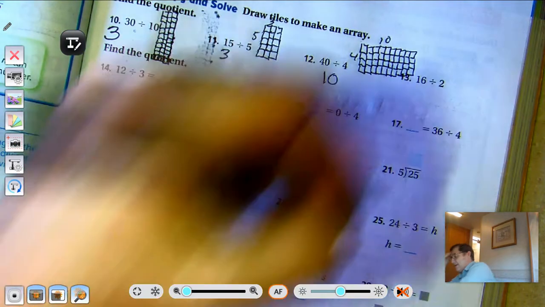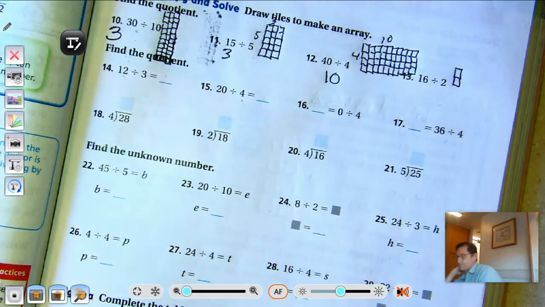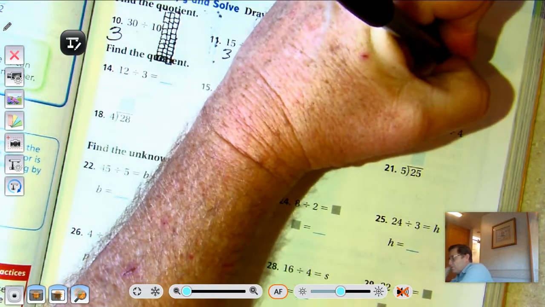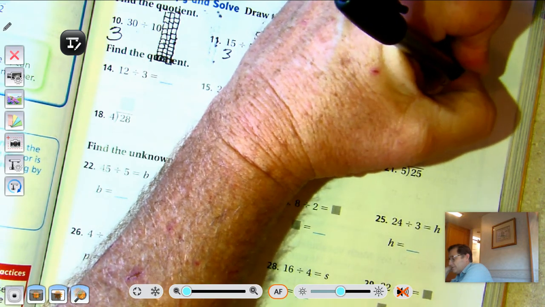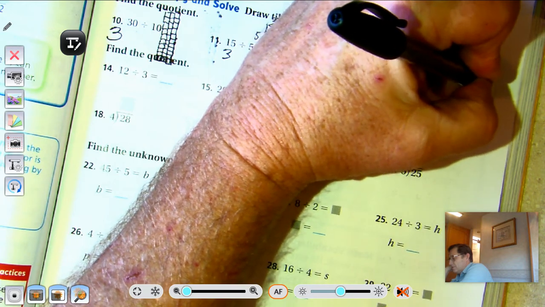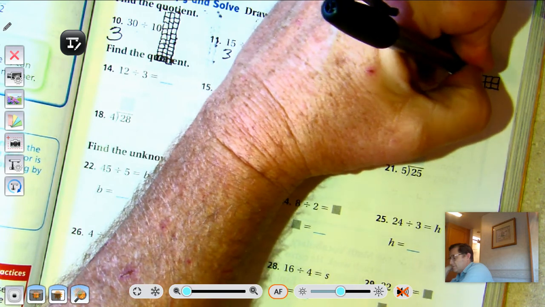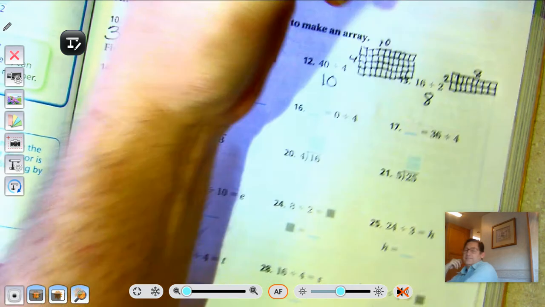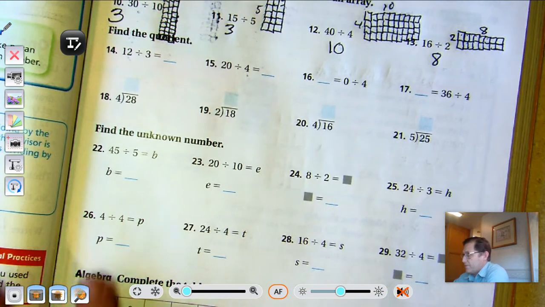And 16 divided by 2. So 2 rows. And I'm going to keep adding rows of 2 until I get to 16. 4, 6, 8, 10, 12, 14, 16. 16 divided by 2 is 8. All right, find the quotient. 12 divided by 3.